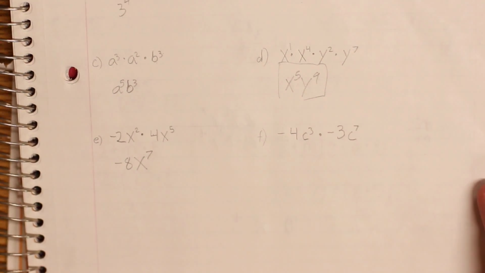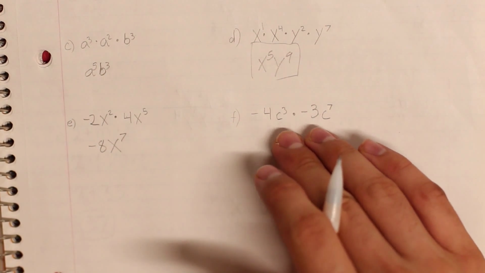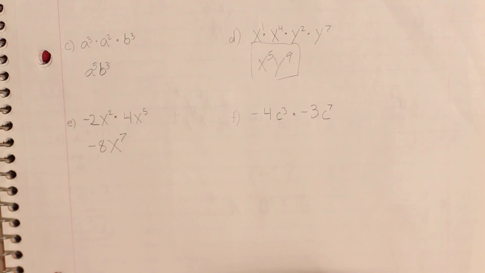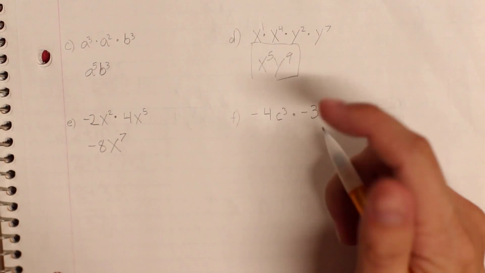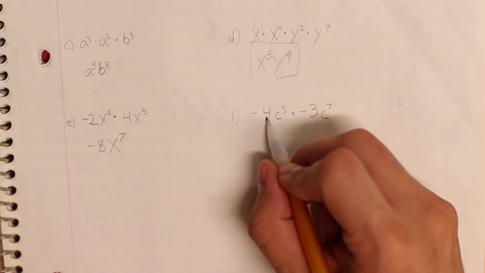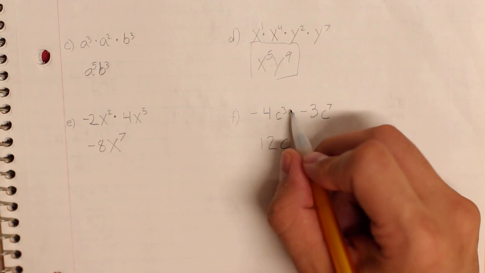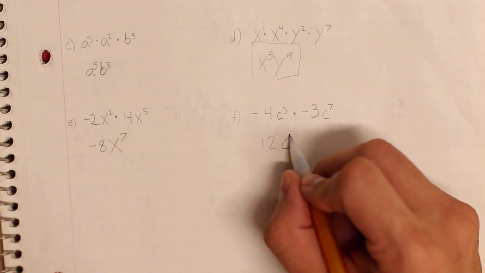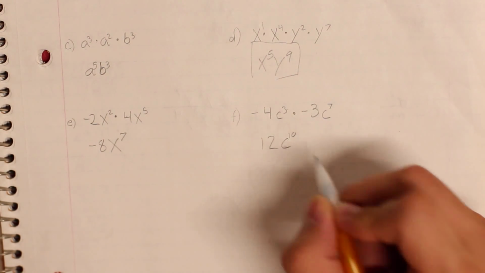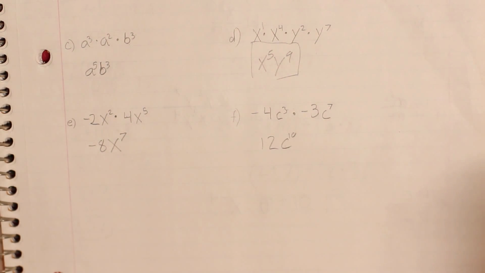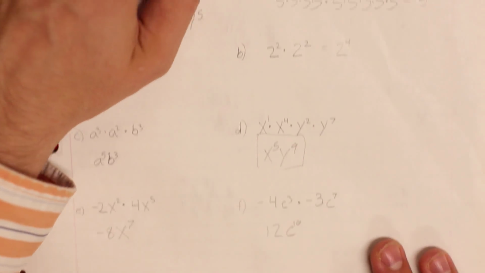Okay? Over here, you can pause the video and see if you can get this right. And you can be like, yes, I got it right. Or you can be like, man, I got a question about this. So either way, -4 times 3 is going to be 12. You have c, add the exponents, and you get 10. C to the 10th power. And that's your answer. Okay? Let's flip over the page to look at some more examples.